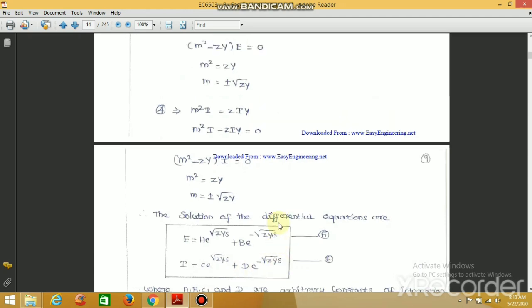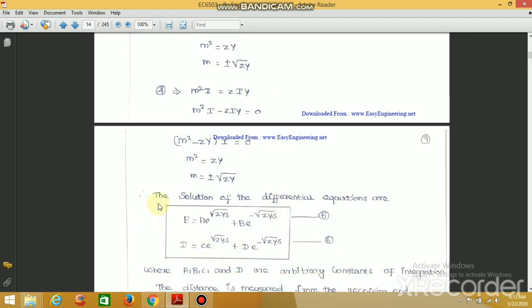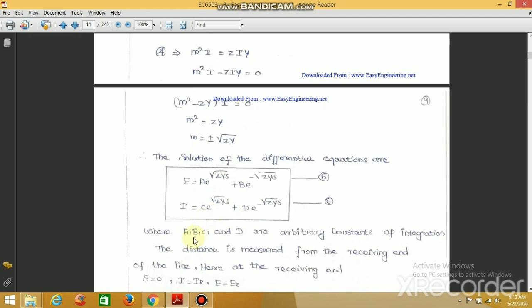This is the equation which we have to remember forever, because this is the major solution for the differential equation, and from this equation only we are going to solve the further problems. Here A, B, C and D are considered as the arbitrary constants of integration, and we will see what is meant by arbitrary constants in the next video.